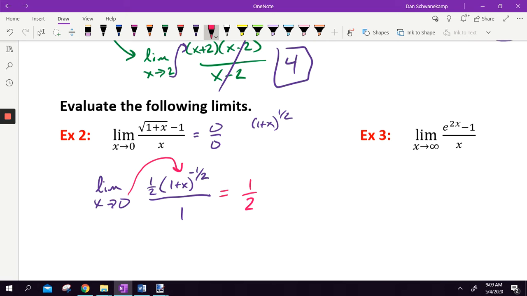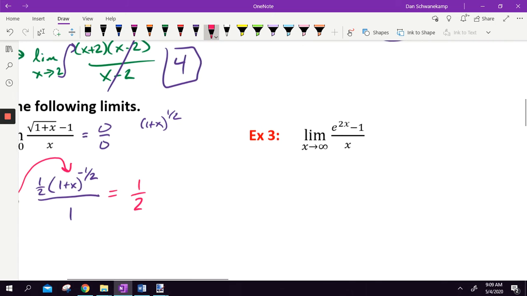Notice that we are not using quotient rule when we take the derivative of this thing. You take the derivative of the top, you take the derivative of the bottom, you plug in. Great, that's 2. Let's look at 3.